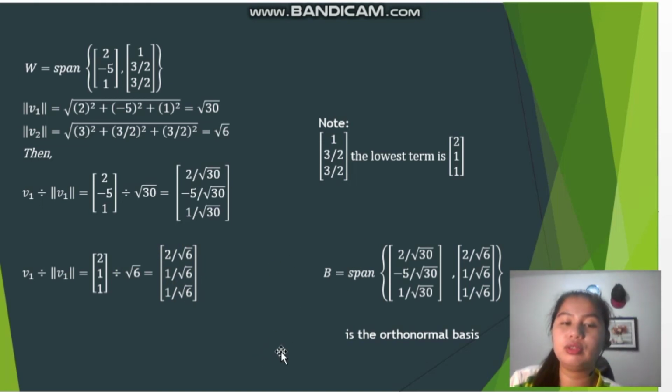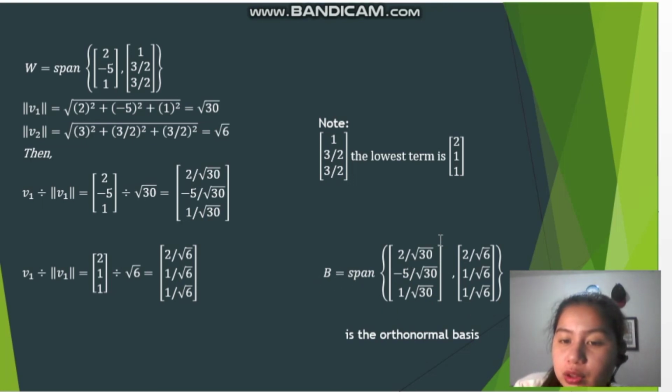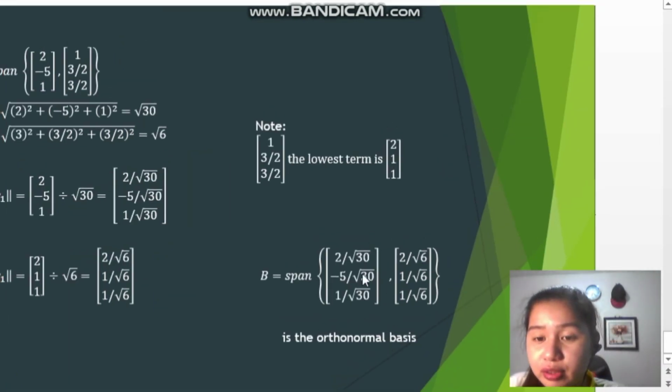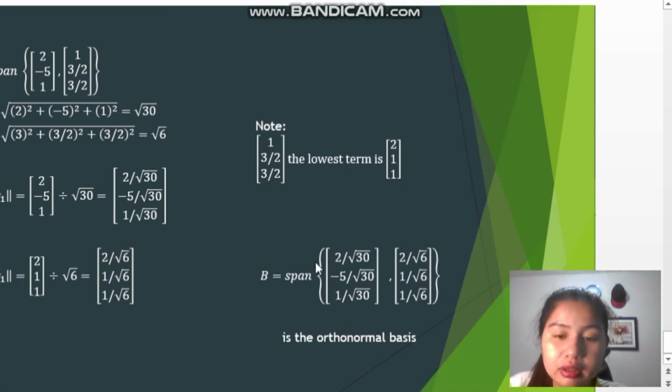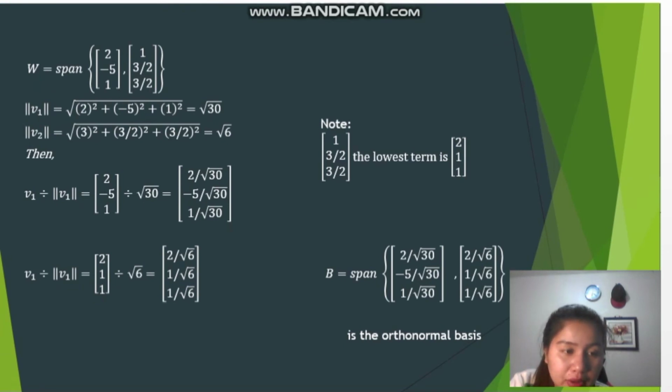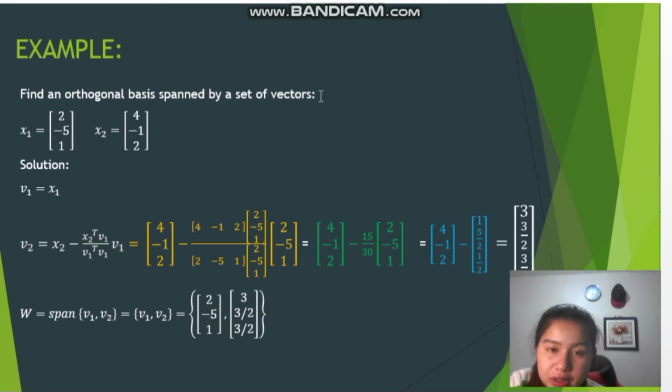So now, we have the span. You just take this, which is your v sub 1, and then this will be your v sub 2. Therefore, we have B equals span 2 over square root of 30, negative 5 over square root of 30, 1 over square root of 30, and we have 2 over square root of 6, 1 over square root of 6, and then 1 over square root of 6, which is the span of our first given, x sub 1 and x sub 2. This is the orthonormal basis of our given set of vectors from earlier: 2, negative 5, and 1, and then x sub 2, negative 1 and 2.